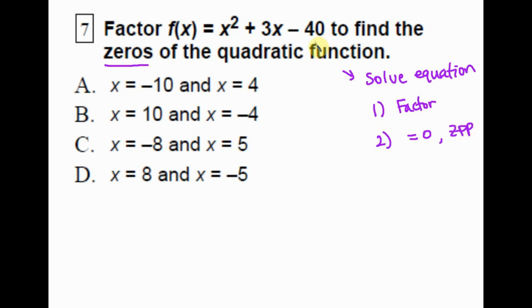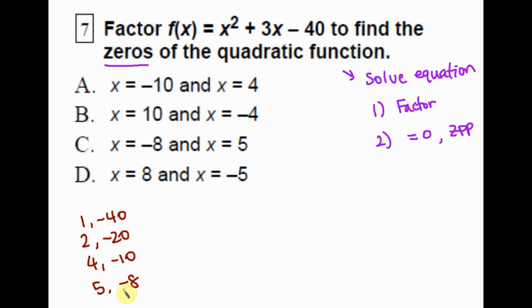So let's think, what two numbers do you need to multiply to get negative 40, while when you add them, you get positive 3? There are many possible factors of negative 40. 2 with negative 20, 1 with negative 40, 4 with negative 10, 5 with negative 8, or so on. Or you can switch the signs of negative.